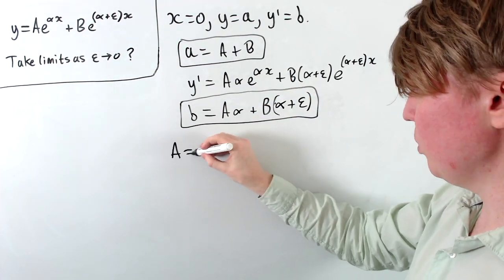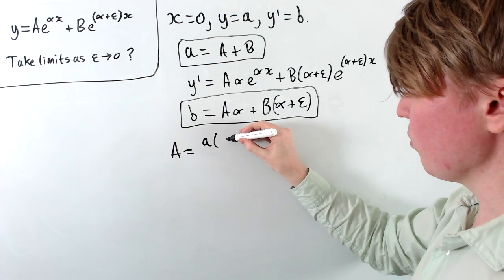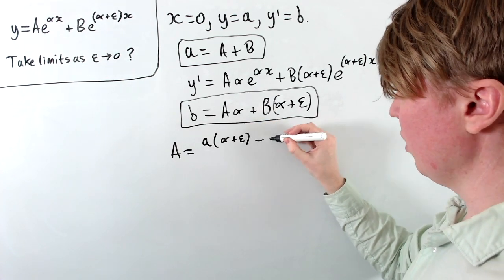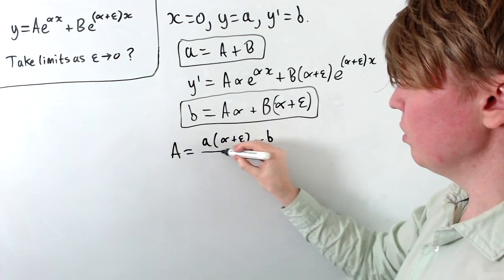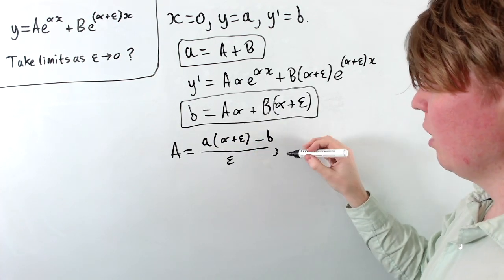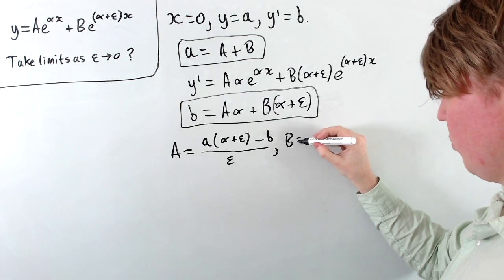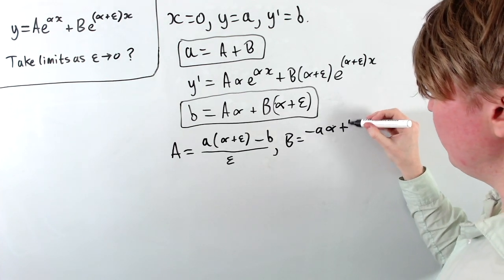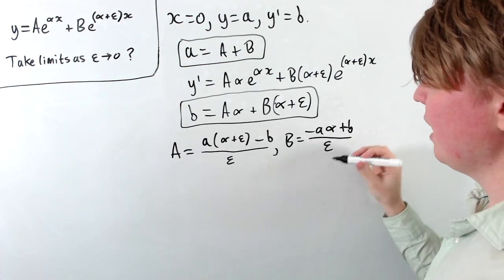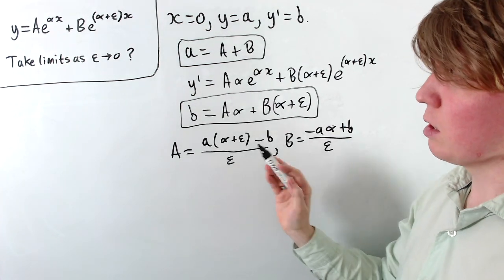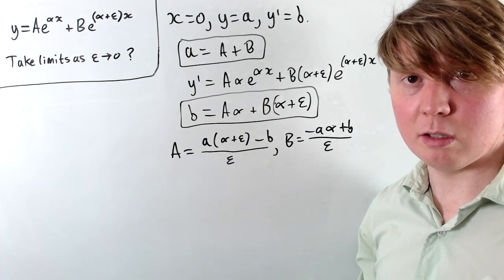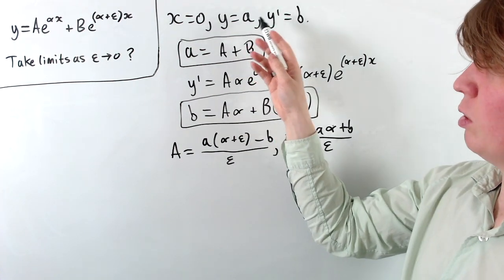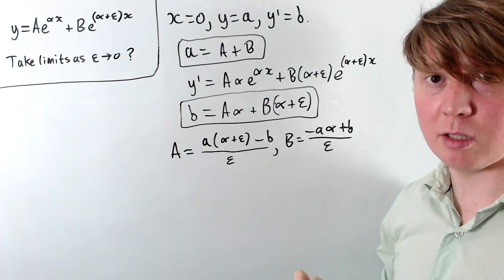So we can get that capital A is equal to a times (alpha plus epsilon) minus b, all divided by epsilon. And then for our B, we have a slightly nicer expression. We get negative a times alpha plus b, again all divided by epsilon. And the reason we've done this is now we can write our general form of this solution with these general initial conditions, y equals a and the first derivative is b.